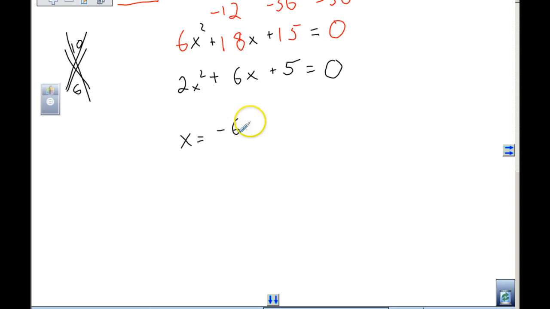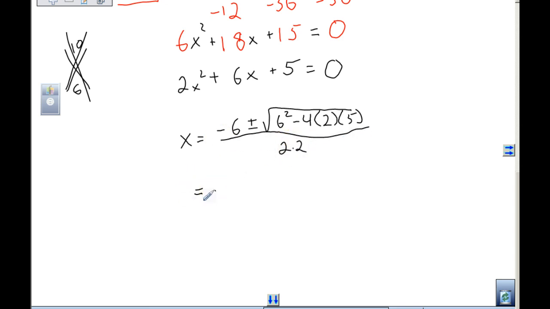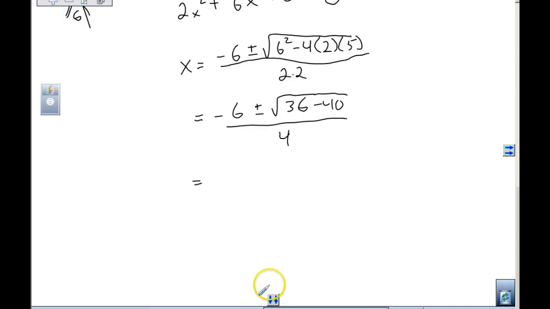So we'll have -6 plus or minus, let's see here, 6 squared minus 4 times 2 times 5, all over 2 times 2. 2a. Okay. -6 plus or minus root 36. Let's see here, we have 10 times 4 is 40, all over 4. -6 plus or minus root -4 over 4.